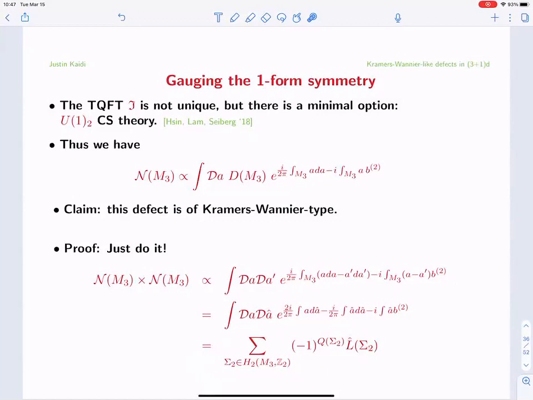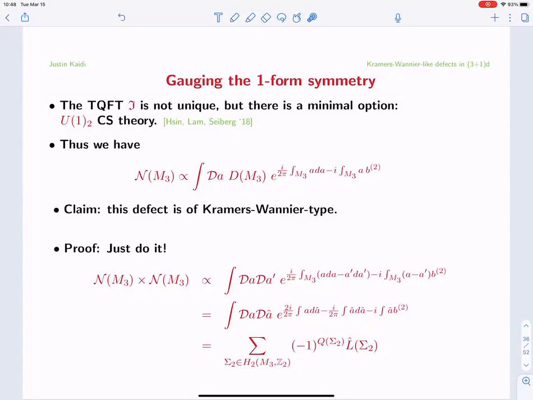Okay, and so let me just tell you what this thing is in the final expression. Here I have a sum over surfaces sigma 2, which are in H2 of M3. And what's the summand? Well, I have this -1 to the q here. This is the triple intersection of sigma 2. Don't worry about this piece. It's not really that important. And then I have this L hat sigma 2, which are the generators of the dual one-form symmetry that I got after gauging the original one-form symmetry.